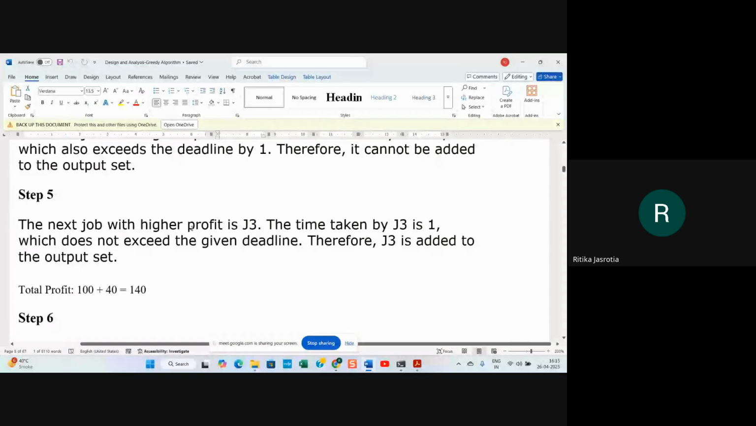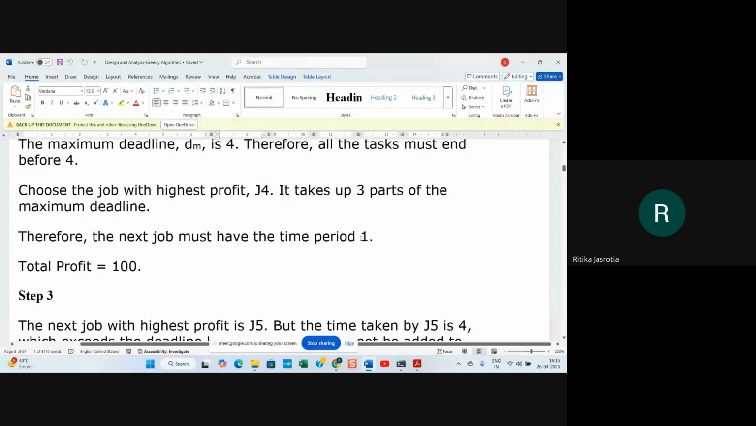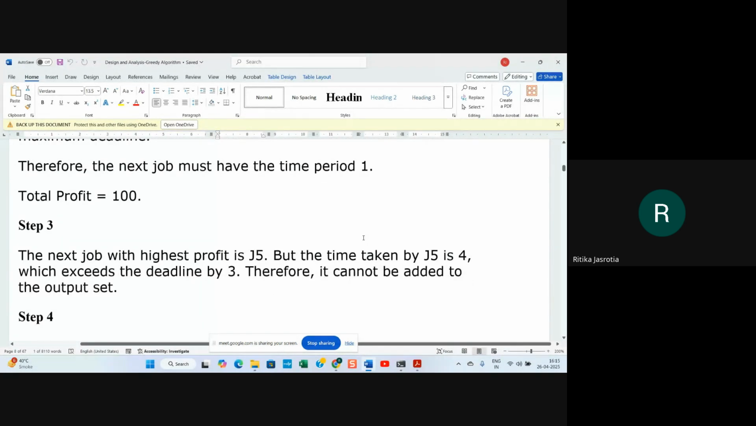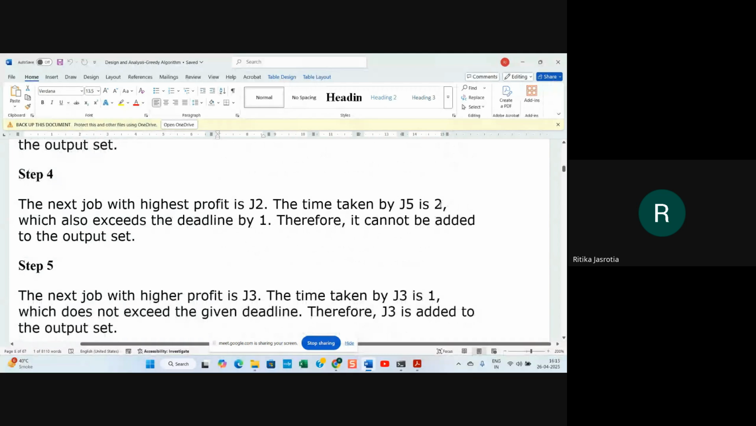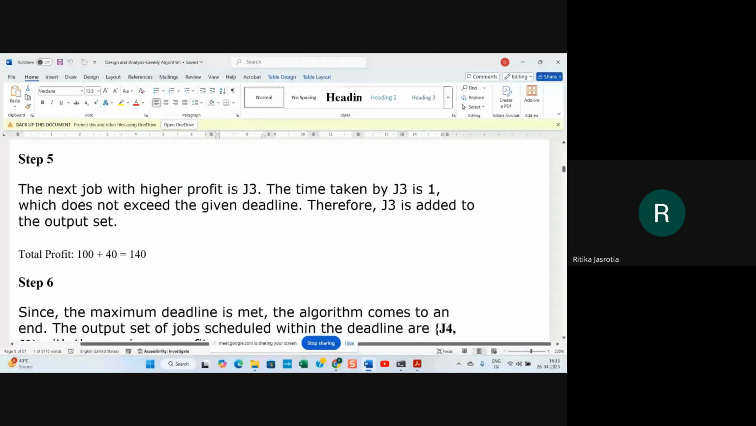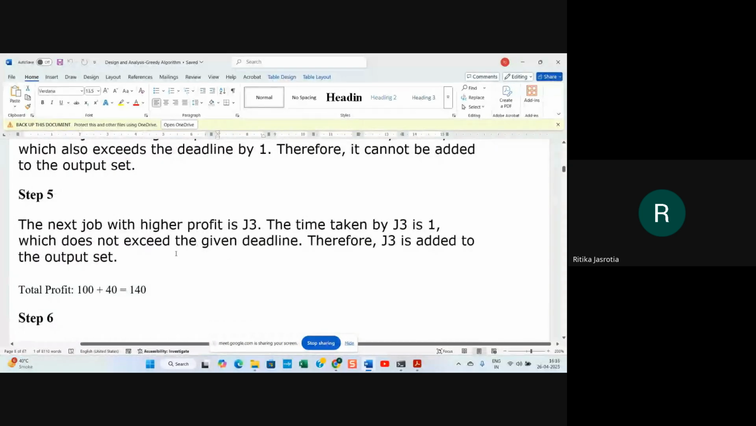Next job with higher profit is J3, and the time taken by J3 is 1, which does not exceed the given deadline because only one time period is left. If we had taken J5, it takes 4. So if one is taken, only three of the deadline is left, so three is exceeding. We can't take that. Two also we can't take. So one is the only deadline available. So we can select J3.